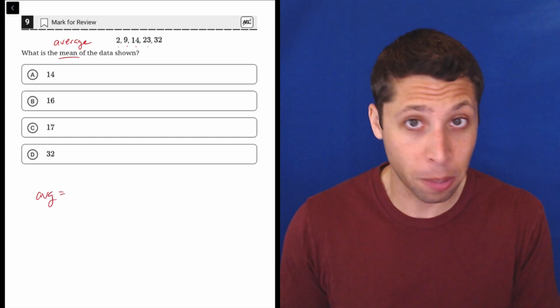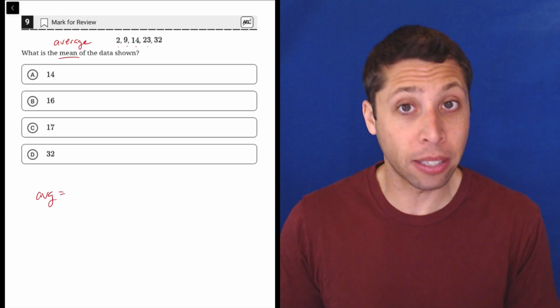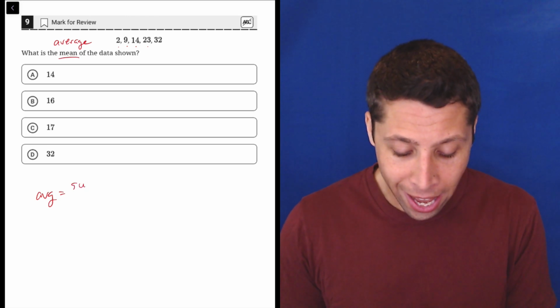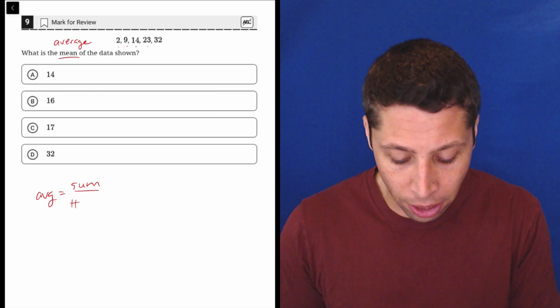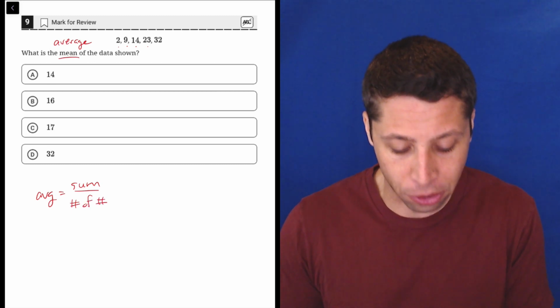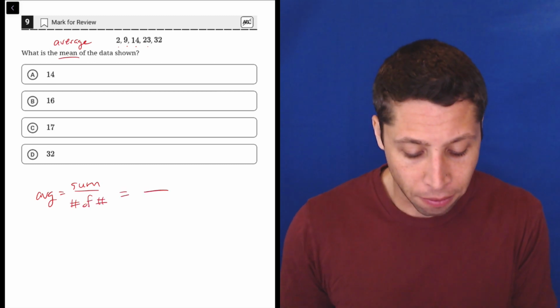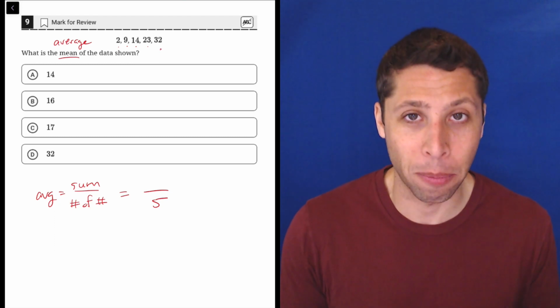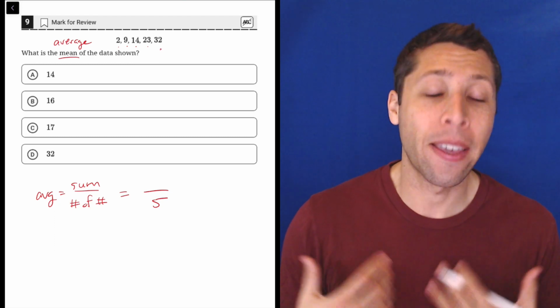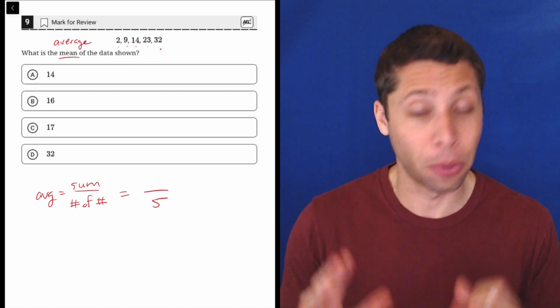It is not given to us in the PSAT or the SAT, but luckily it's a pretty easy formula to know, and it is a good one to know just for life. We need the sum of the numbers divided by the number of numbers in our data set. So we're going to take these 5 numbers, right? 2, 9, 14, 23, 32, 5 numbers, and we're going to add them up and then divide by 5. So that's a pretty easy formula.